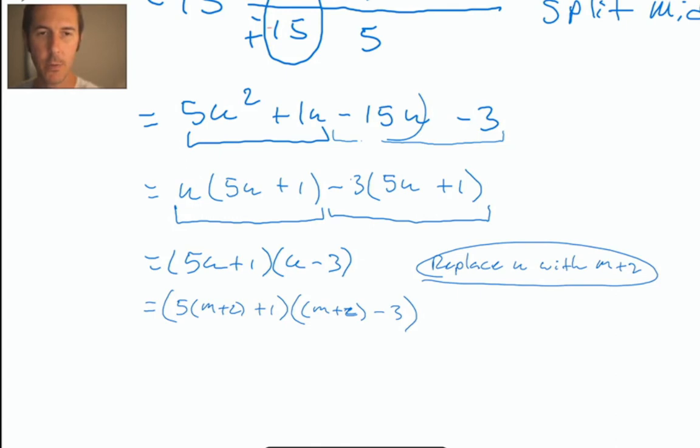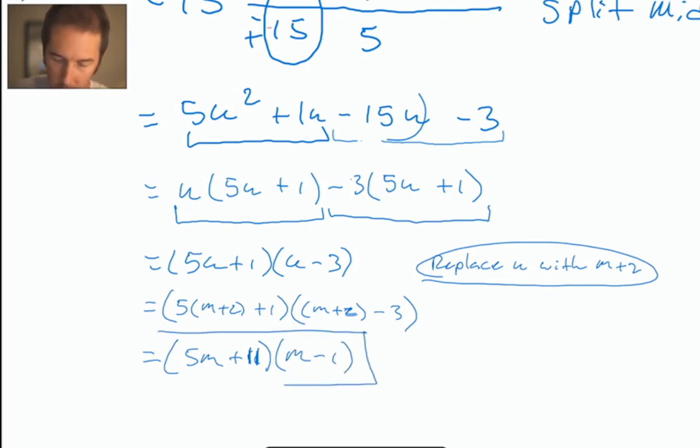And then the last thing I would do is clean this up a little bit. Distribute the 5 into here. 5 times m makes 5m. The 5 times 2 makes 10, plus the 1 makes 11. That's a bit better. And then in the second set of parentheses, all you have to do is combine like terms here. The positive 2 minus 3 makes for a minus 1, so you've got m minus 1. This is your final answer.